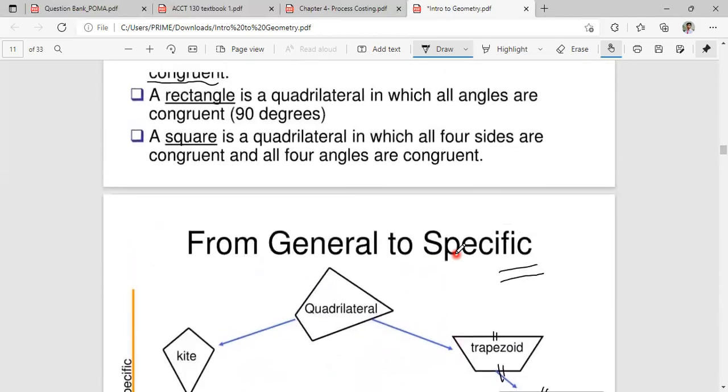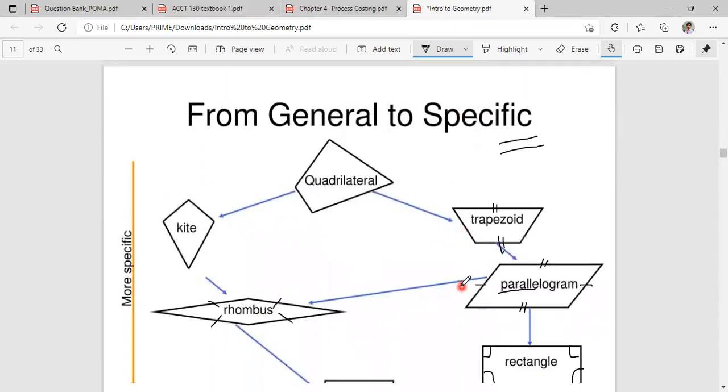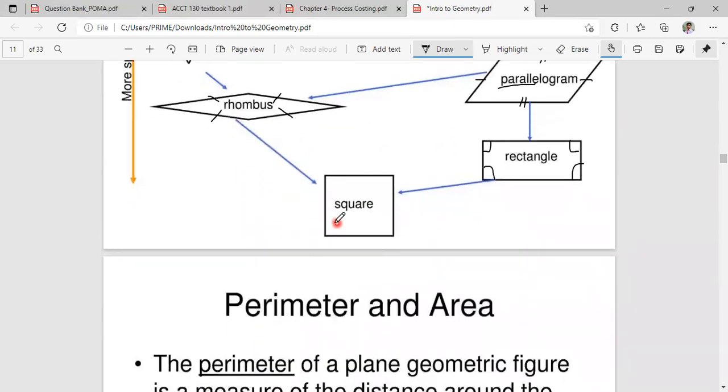Okay, moving to the last one, the square. A square is a quadrilateral in which all four sides are congruent. Remember, in the rectangle all angles are congruent, but in the square all the sides are congruent too. You can see all the sides are congruent, and all four angles are congruent. The angles over here are right angles, angles of 90 degrees.